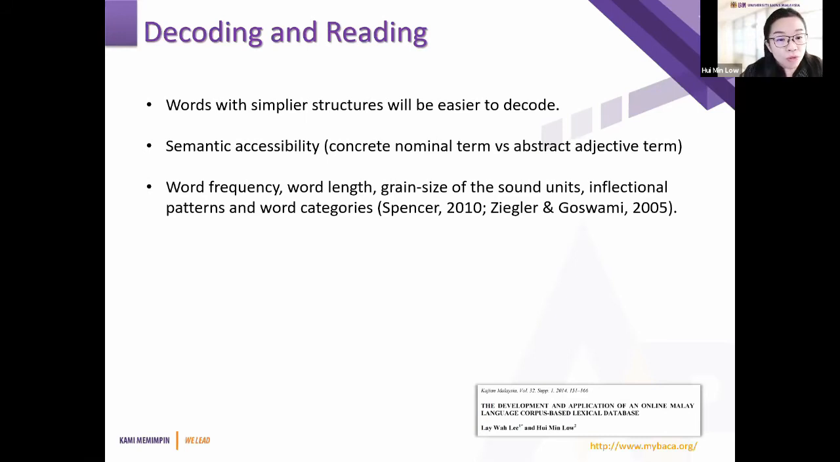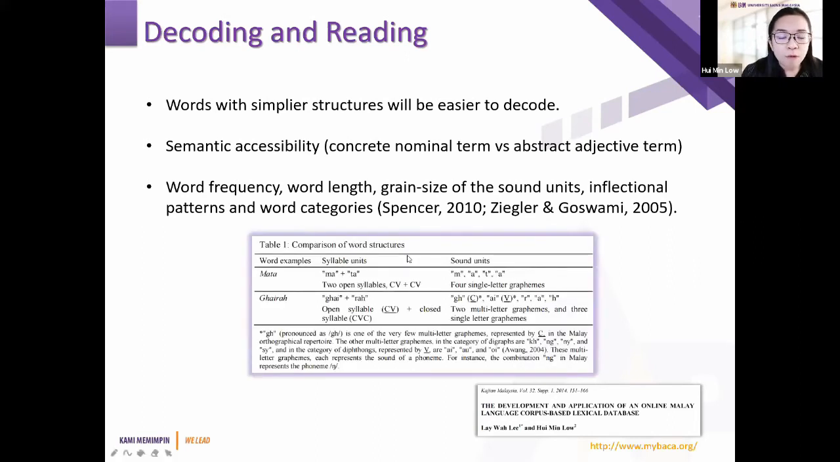Other than that, we also have to consider the semantic accessibility. Words which have concrete meaning, especially the nominal terms, the nouns, are usually easier to decode and comprehend than words which are abstract, like the adjectives. There are also other word properties that we have to consider when we develop the intervention program, such as the word frequency, word length, the grain size of the sound units, the inflectional patterns, and also the word categories.